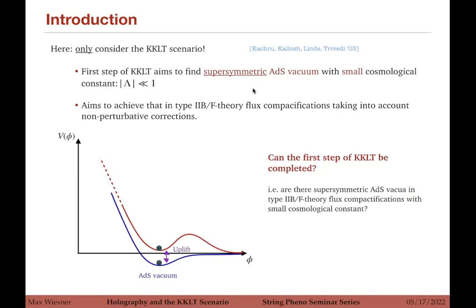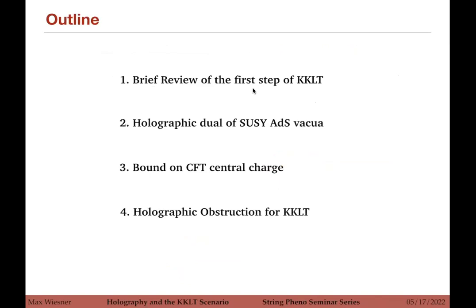And what we asked in this paper is: can the first step of KKLT, without talking about the anti-D3 brane uplift, but just the question, can we get a supersymmetric AdS vacuum? Can this be achieved in a type IIB F3 flux compactification in such a way that the resulting supersymmetric AdS vacuum has a small cosmological constant, and we are still somehow in the regime where we have control over the EFT? So this will be the outline.